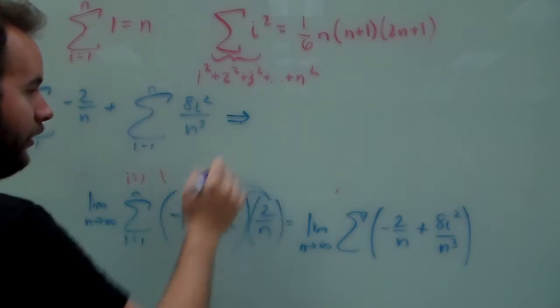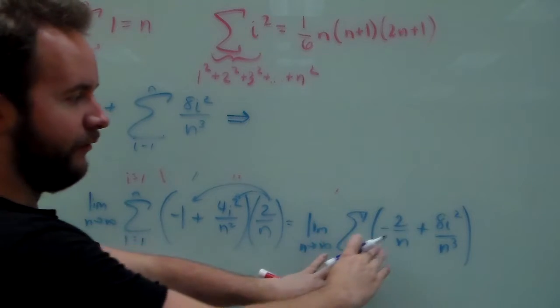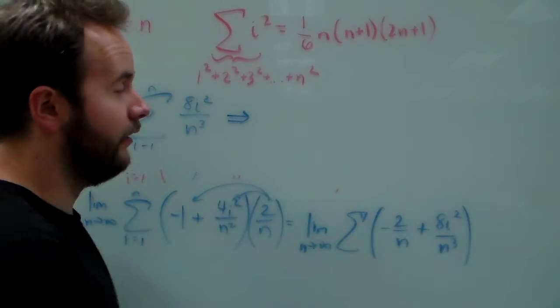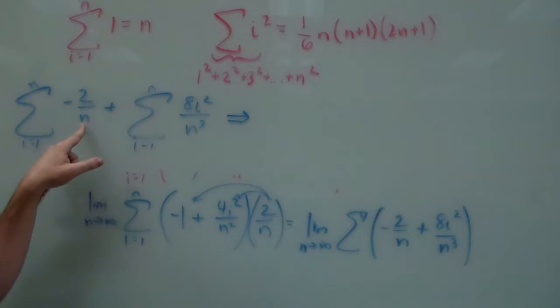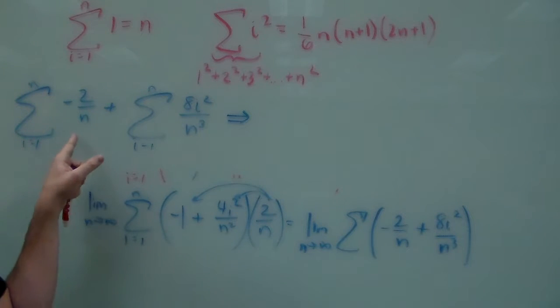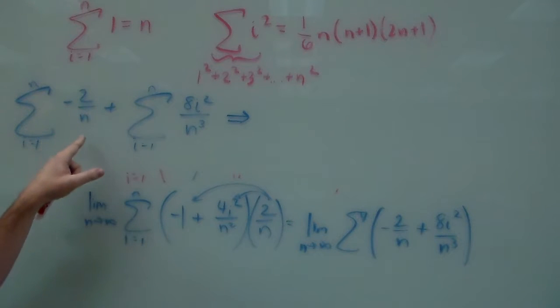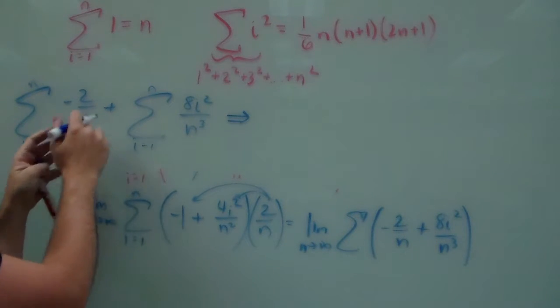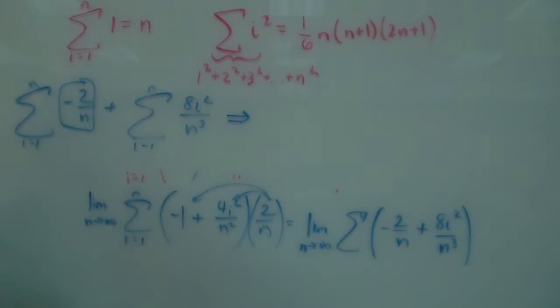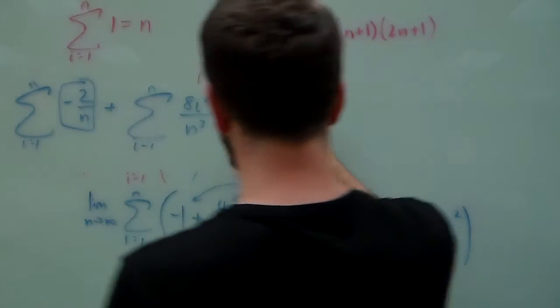Now, I've gone ahead and split the summation. I had a sum of two different terms, and I'm going to split those apart. It's going to make it a little bit easier for me to finish this up. What is the summation of negative 2 over n? Well, we're going to factor negative 2 over n out of this summation. In fact, you can factor out anything that is not an i. So this entire thing does not contain an i, and so I'm going to factor it out.